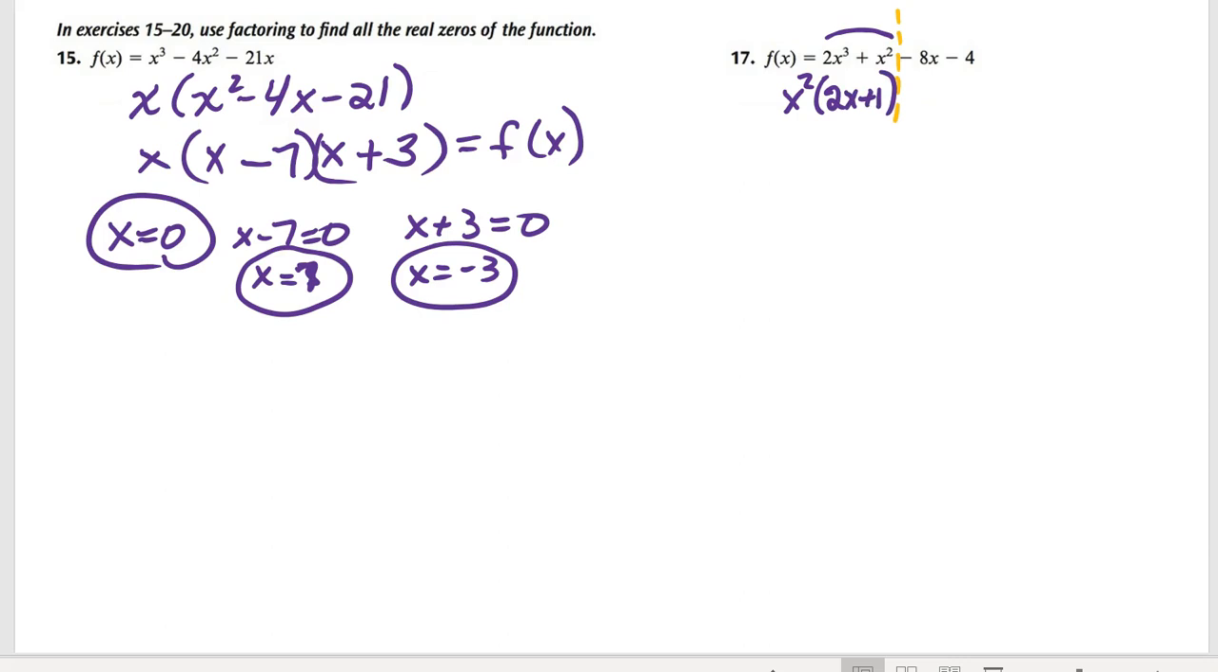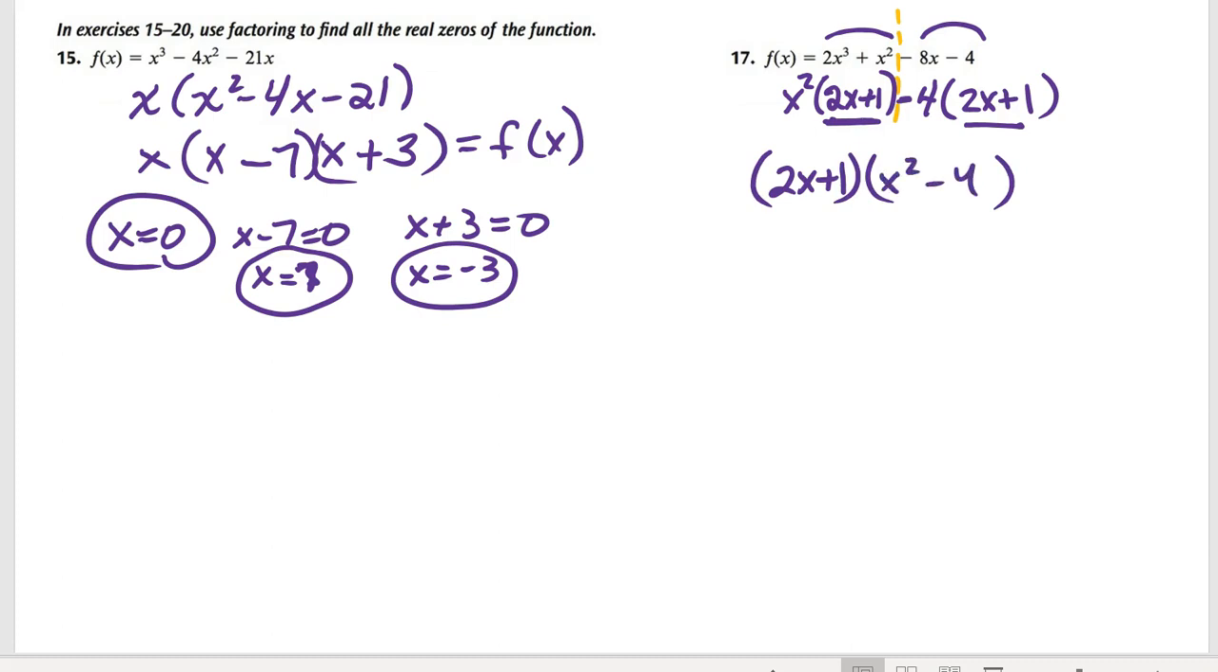Next, I look at the third and fourth terms, and I say, do they have a greatest common factor? They do. They have a 4. Now, I want to make this factor and this factor match, so I'm going to factor out a negative 4. And then I'm going to reunite both halves of my problem. Now, my greatest common factor is going to be 2x plus 1. It's in both of those terms. So I'm going to put it in the front. And whatever's left, so x squared minus 4, will go in the parentheses following it.